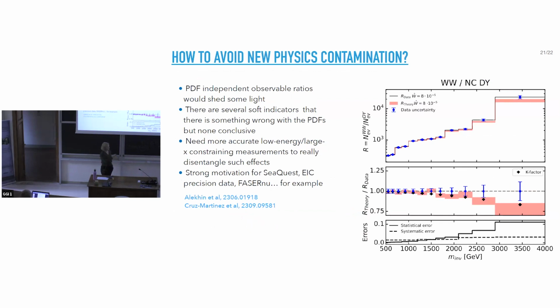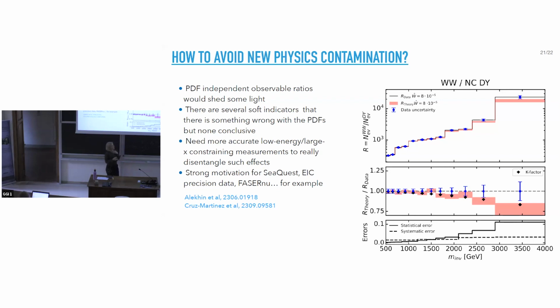So the point now is, how do we avoid this contamination? We tried in the paper to devise some PDF-independent observable ratios. In this case, for example, you would see that independently of the PDFs, either in the W plus W minus or in the neutral current ratio, there is some deviation. But you wouldn't know which one, whether it's the numerator or the denominator.